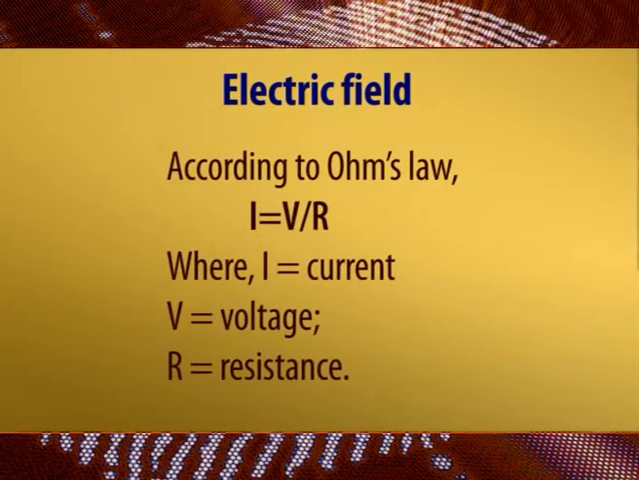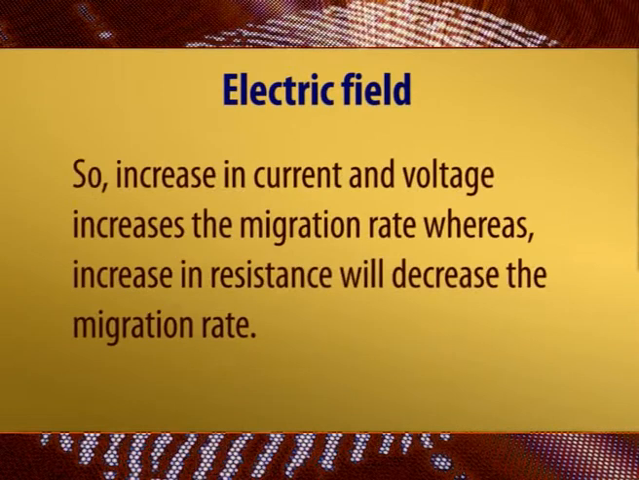Electric field. According to Ohm's law, I is equal to V upon R, where I is the current, V the voltage and R the resistance. So, an increase in current and voltage increases the migration rate, whereas an increase in resistance will decrease the migration rate.